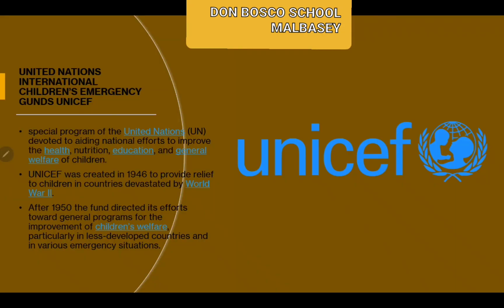Now this is the International Children's Emergency Fund. UNICEF is a special program of the United Nations devoted to aiding national efforts to improve the health, nutrition, education, and general welfare of children. So what is UNICEF's main function? It looks after the welfare of these particular sectors, that is health, nutrition, education, and general welfare of the people.